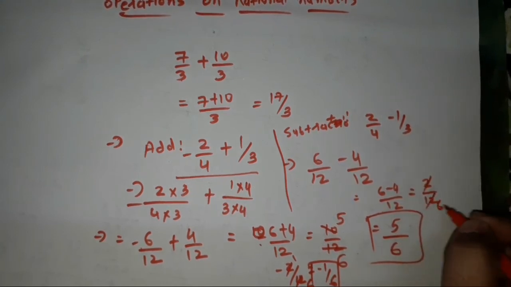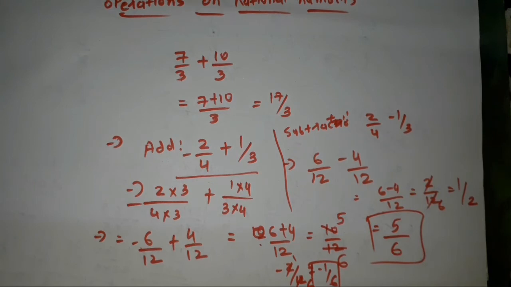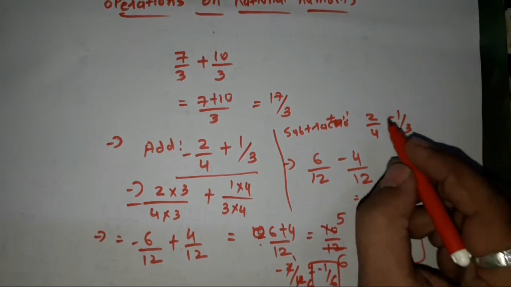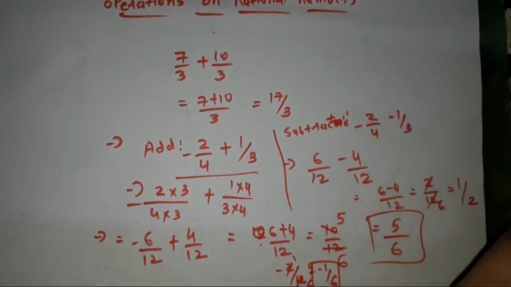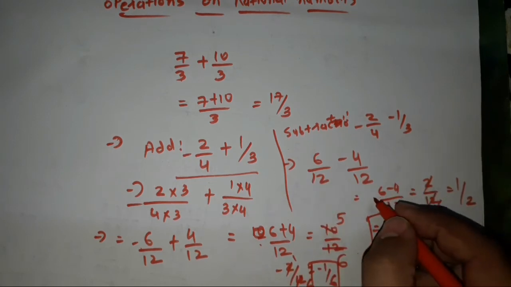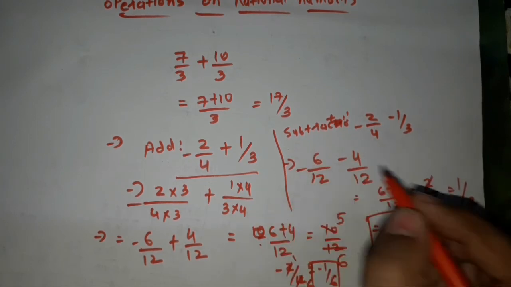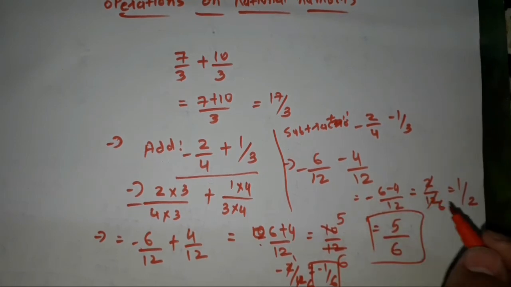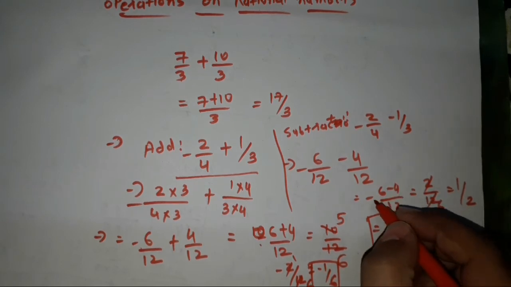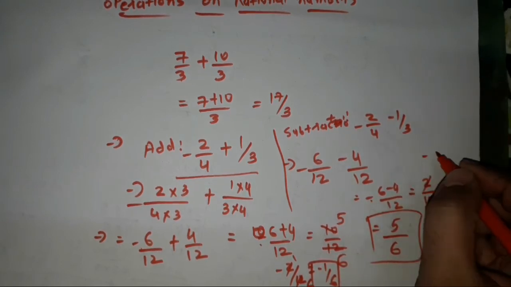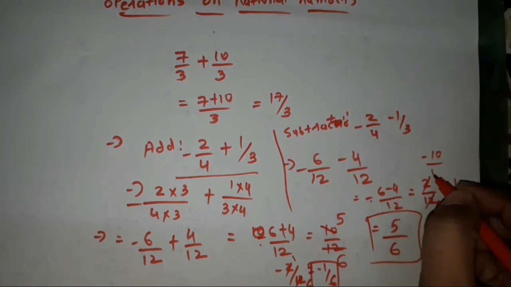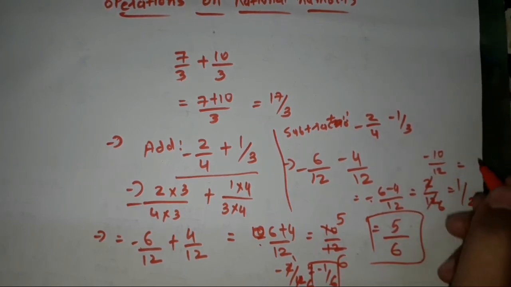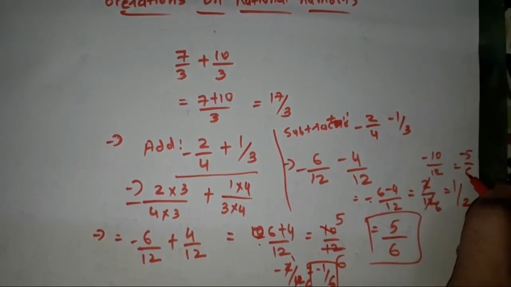So 2 sixes are 12, so the answer will be 1 upon 2. Similarly, for example, minus 2 upon 4 minus 1 upon 3. This type of question can be there. So here this 6 will become minus 6. Again this will become minus 6. Minus 6 minus 4, minus minus plus, and bigger number sign. So here it will become minus 6 minus 4. It will become minus 10 upon 12. So the reduced form for that will be minus 5 upon 6.